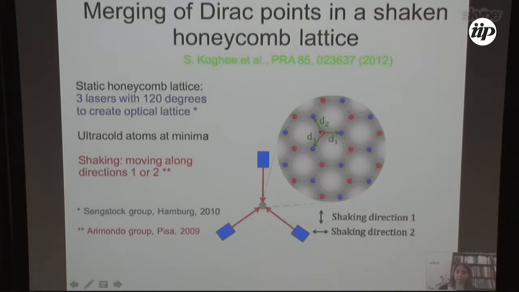And the idea was to start with a static honeycomb lattice by using three lasers at 120 degrees, and put these ultracold atoms at the minima. And now we will shake in two ways. The shaking number one, we are going to shake perpendicularly to D1. And the second way of shaking will be along gamma 1.